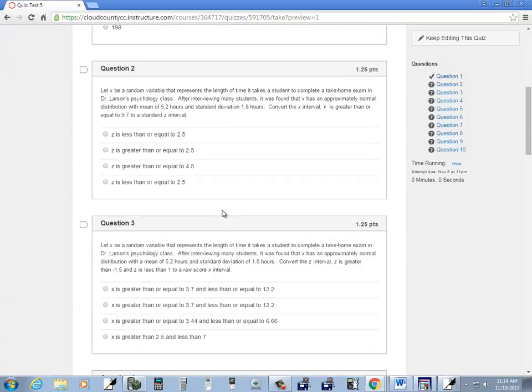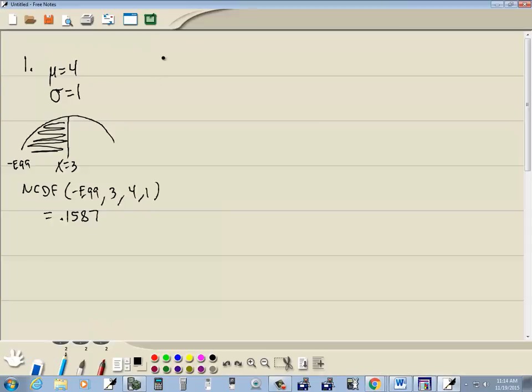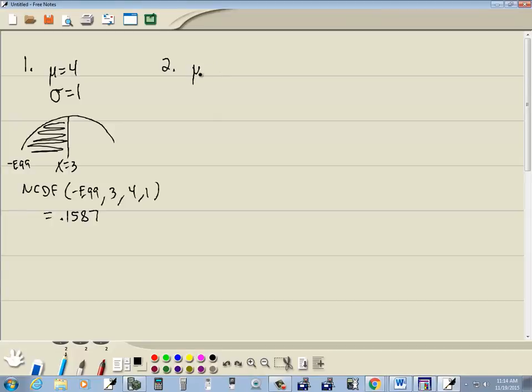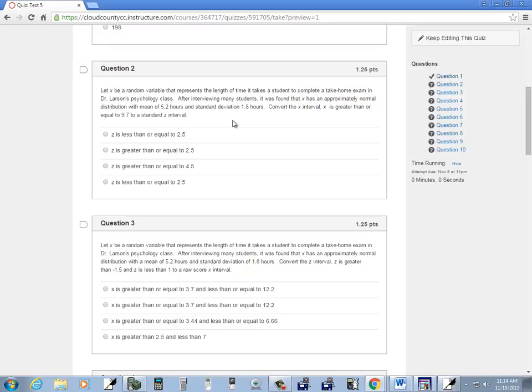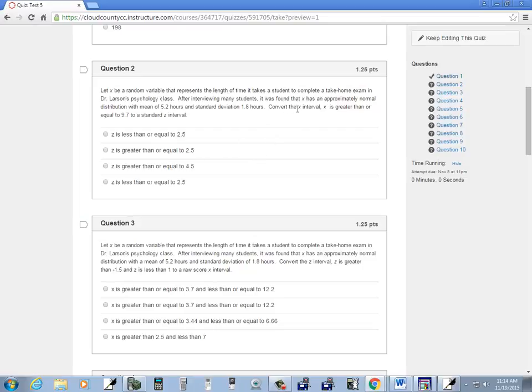Okay. Let's take a look at this next one. Let x be a random variable that represents the length of time it takes students to complete a take-home exam in Dr. Larson's psychology class. After interviewing many students, he has found x is approximately a normal distribution with a mean of 5.2. So mu is 5.2 and standard deviation 1.8. So sigma is 1.8.